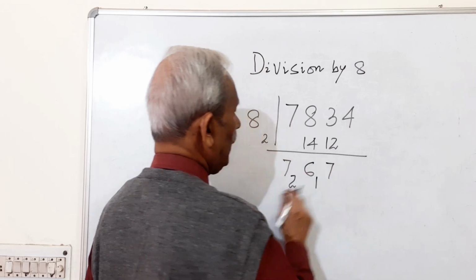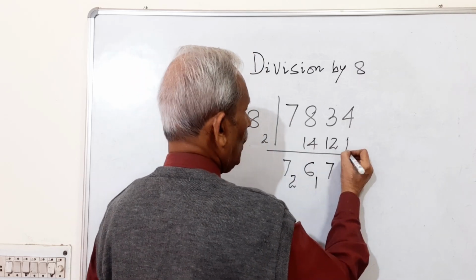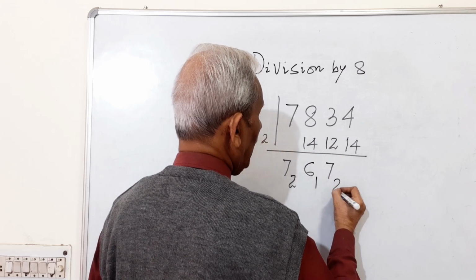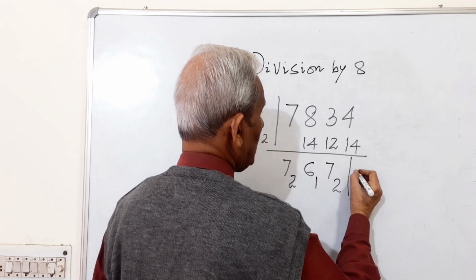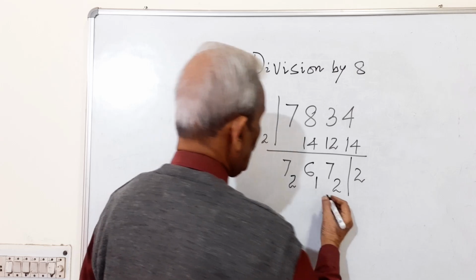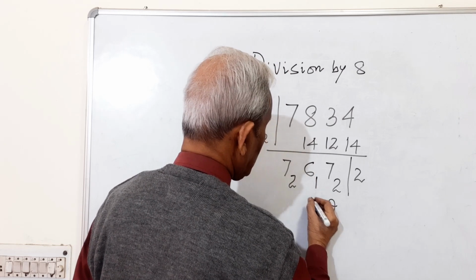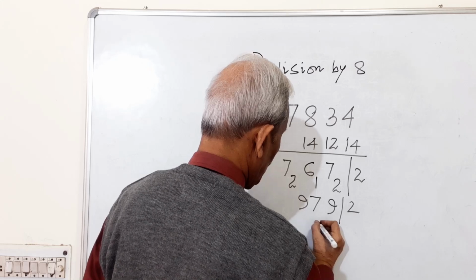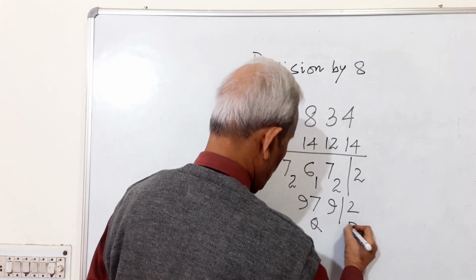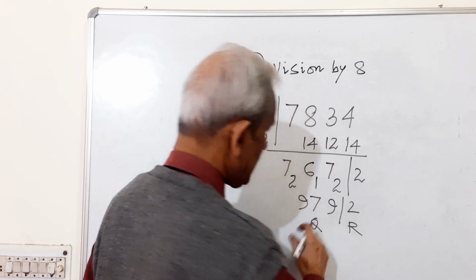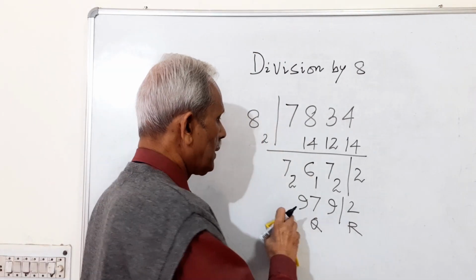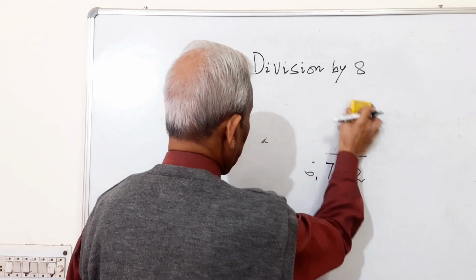15 minus 8 is 7. Write down 7 here. 7 into 2 is 14. 14 plus 4 is 18. 8 goes 2 times into it. And what's remaining? 18 minus 16 is 2. So 2 here. So here it's 9, 7, 9. 979 is the quotient and 2 is the remainder. 979 and 2. Right? I think you must have followed it. Now I'll do the next question.